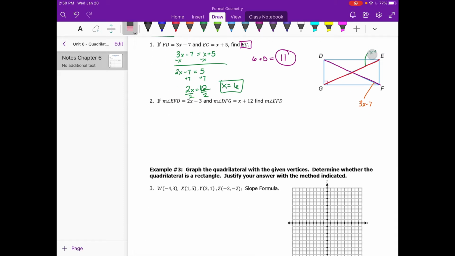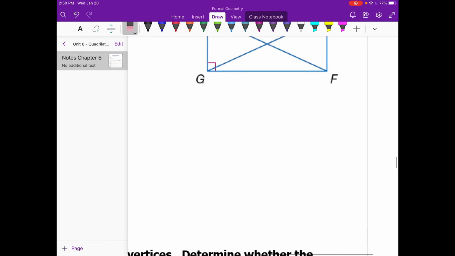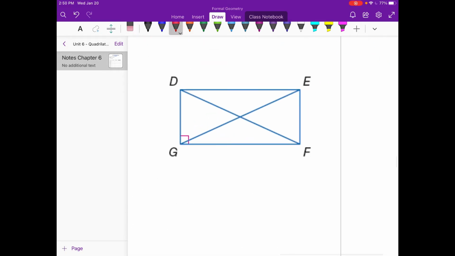Next, number 2, I'm going to erase some of this stuff. Number 2, we are given angle EFD. EFD is this angle. We're told that that is 2x minus 3. We're also told that angle DFG is x plus 12. We need to find the measure of EFD.